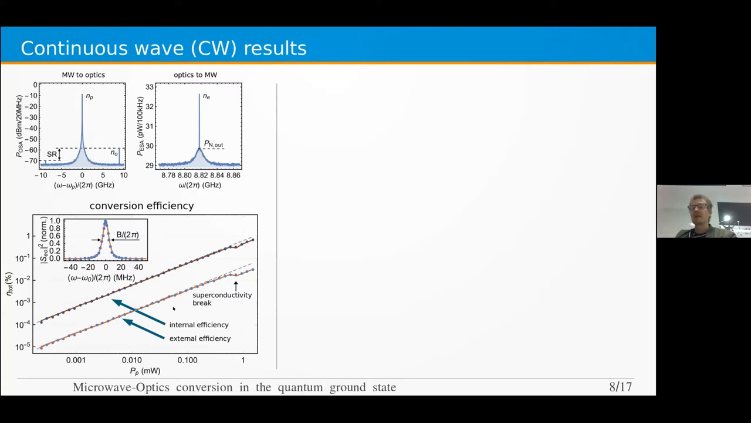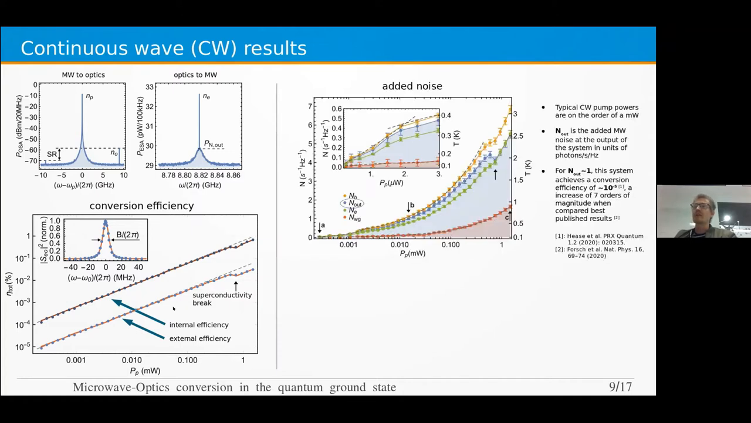This is not a very high value, especially when compared to the results I showed earlier with a mechanical oscillator that reached 50%. But what's pretty promising is that the added noise, which is this value here at the frequency of conversion, the peak in this Lorentzian, is pretty low. Typically for added noise of one photon, we have a conversion efficiency of 10⁻. At the moment we published these results, this was 7 orders of magnitude higher than the previous best.